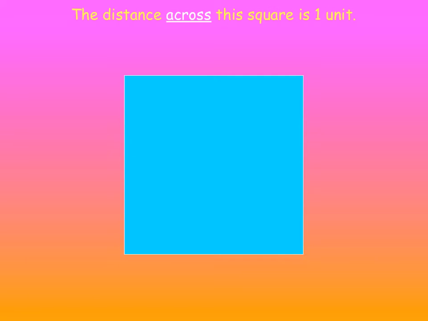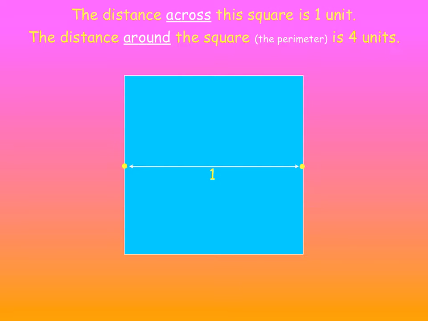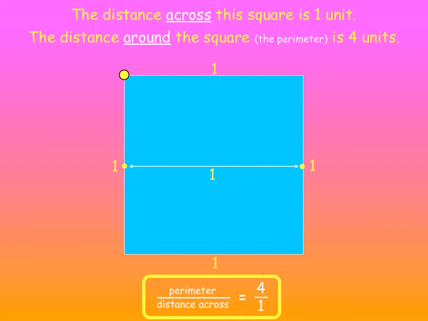The distance across this square, right through the middle, is 1 unit. The distance around the square is 4 units. That's 1 on each side. So the ratio comparing the perimeter to the distance across is 4 to 1.